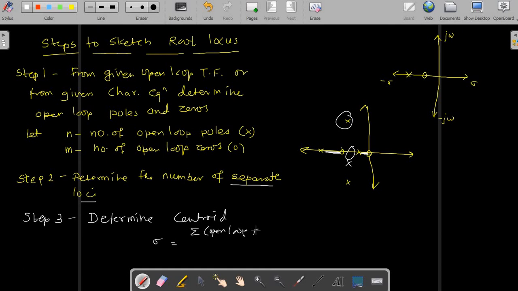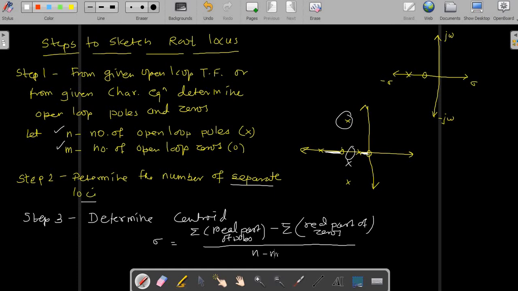open loop, summation of the real part of the poles minus the summation of the real part of the zeros. Here we have noted the poles and zeros as n and m. So the summation of the real part of poles minus the summation of the real part of zeros, divided by n minus m. This will give us the centroid.